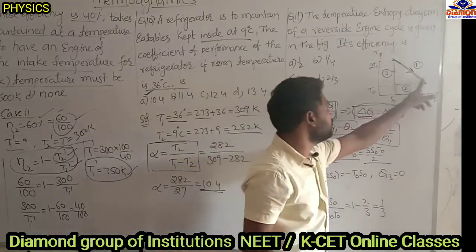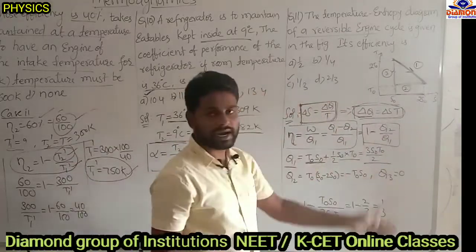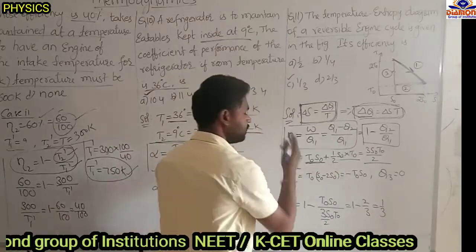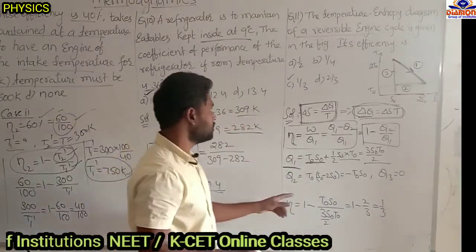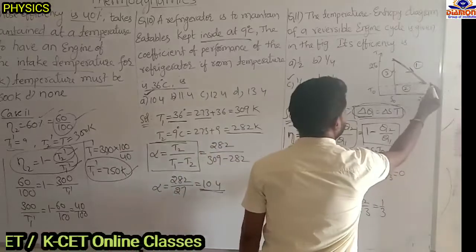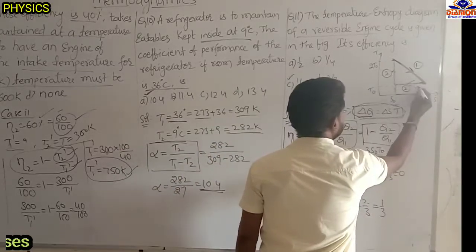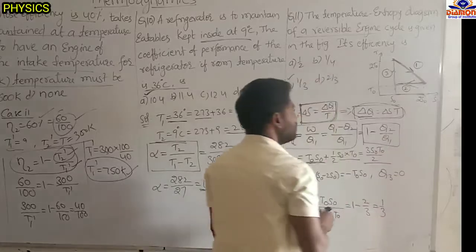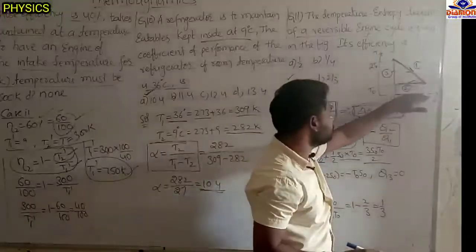Here entropy is increasing from here to here, so heat is added to the system. Heat is positive. Q1 is the heat added. Next, see the second curve now. The second curve is going from here to here in this process. So now we have to find the area under this one.